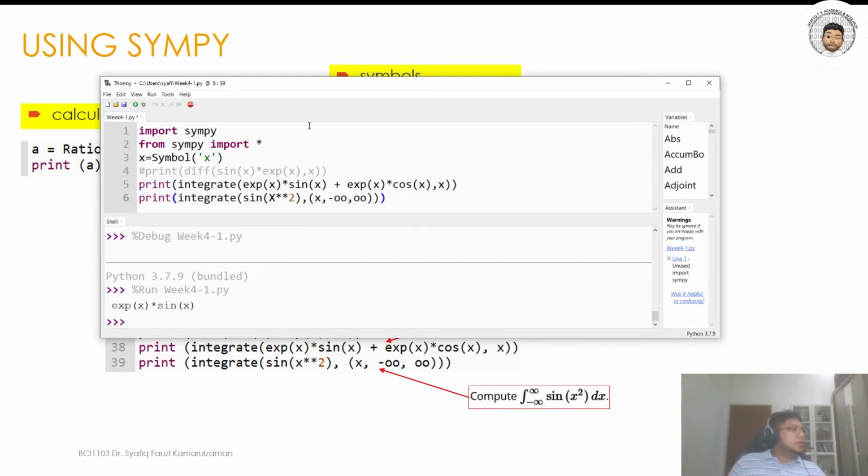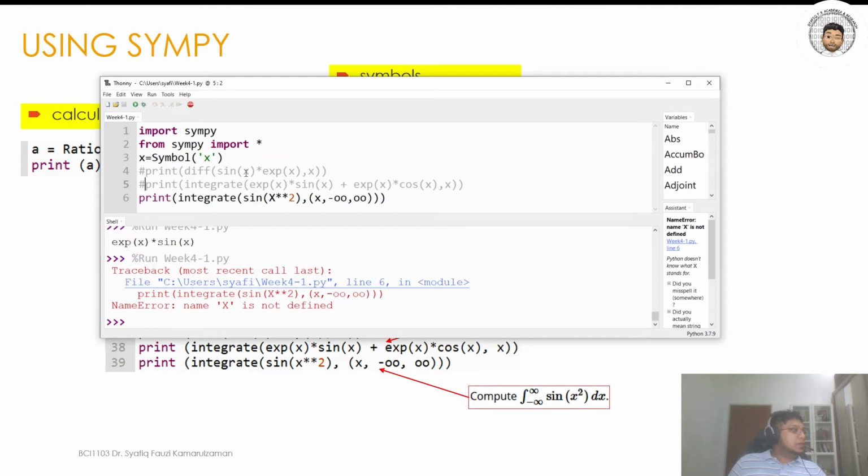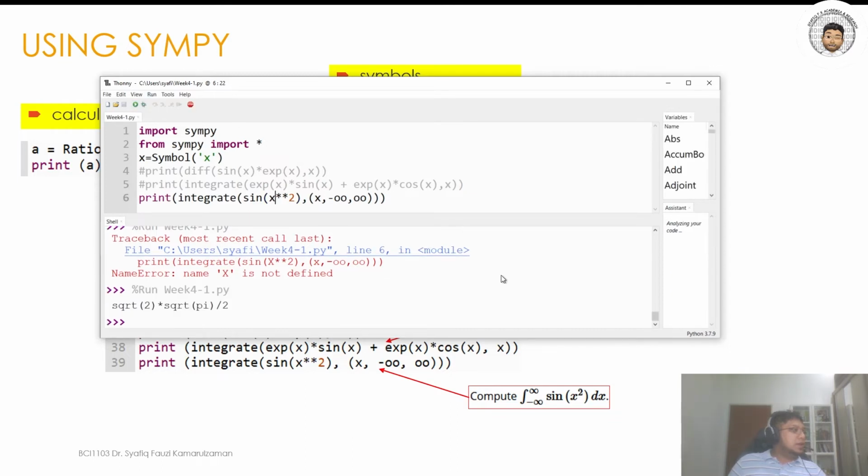Okay, so when you run the third one, what you got, the result you get is, oh, x is not defined. Okay, so you got square root of 2 times square root pi divided by 2. This is the result. Okay, it's very simple, right? Easy for you to do. So it's not complex things. It's just to make your life easier.